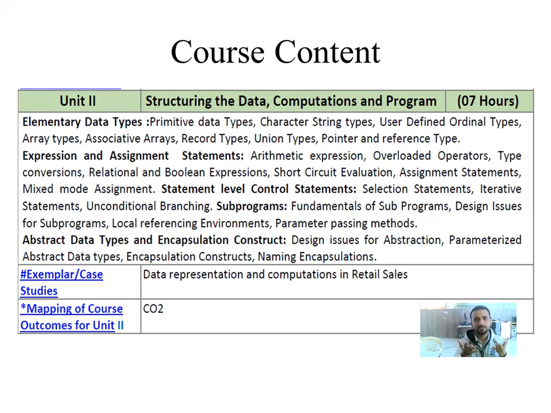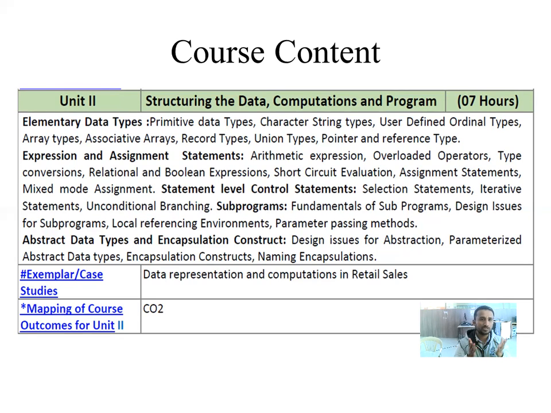We can call that Java, right? An object-oriented programming language. So with respect to that Java programming language, we will discuss these elementary data types. The next we are having is expression and assignment statements. This part also we have discussed in the previous semester, right?